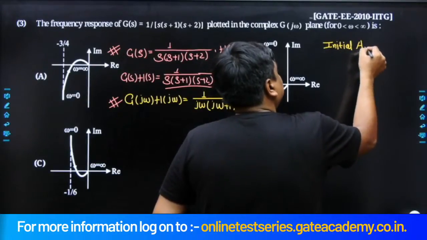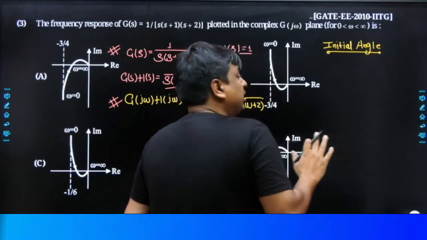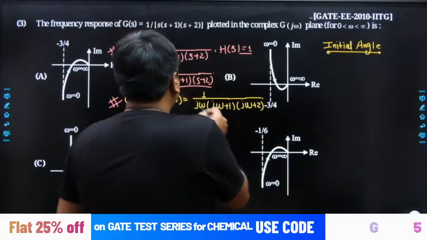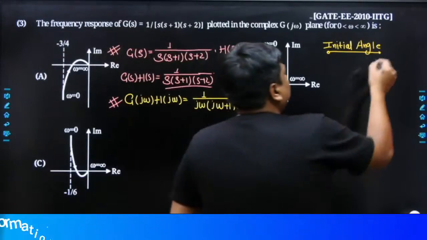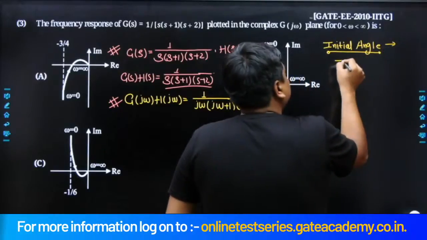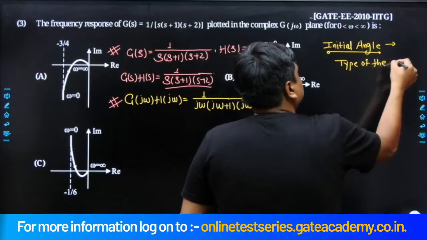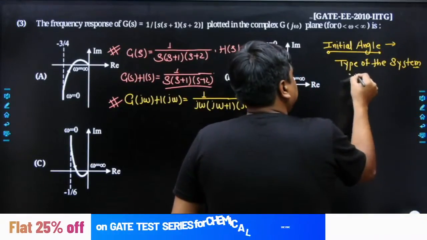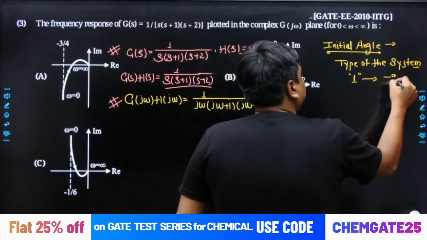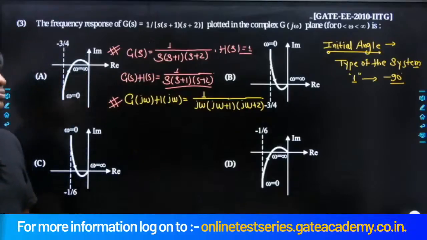The initial angle of the polar plot is decided by the type of the system, if there is no introduction of a negative sign, because somewhere the negative sign does come, and because of that there could be a shifting. The initial angle is defined by the type of the system. This system is a type 1 system, and hence the initial angle is going to be minus 90 degrees. So out of the 4 different options attached with this problem, which has the initial angle as minus 90?